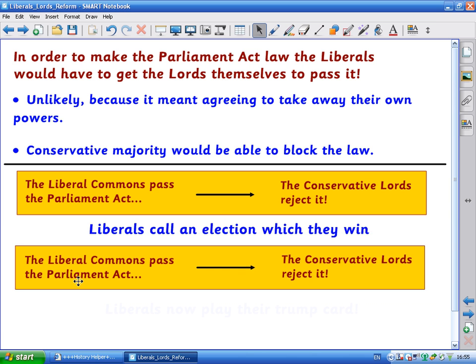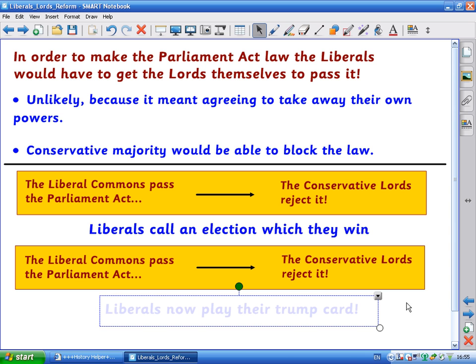The Liberal Commons pass the Act, and here we go. The Conservative Lords reject it again. Now at this point there's total stalemate. It seems that there's no way the Liberals are going to be able to actually get this law passed. So they play a trump card.